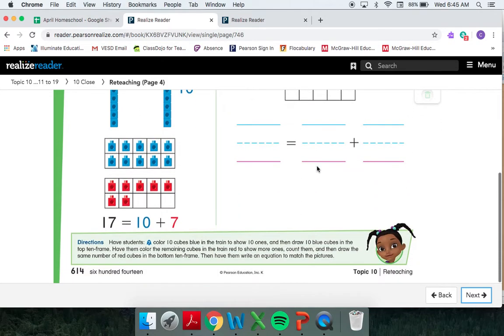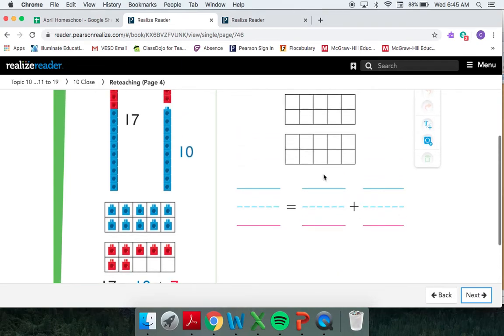You're going to want to use crayons for this problem. Have them color the remaining cubes in the train red to show more ones. Count them and then draw the number of red cubes in the bottom 10 frames. So this problem, they actually get to make up their own problem. They can pick however many they'd like to draw here. And again, it's a reverse with the whole going first and 2 parts on this side.